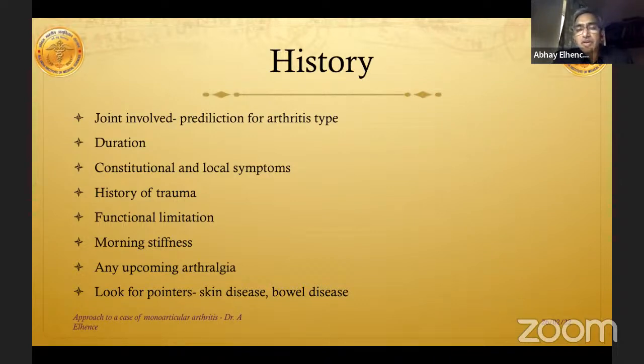So different disorders have a propensity to involve certain kinds of joints. Duration of history and duration of involvement is very important. We have to look at constitutional and local symptoms. A history of trauma is very important. And what is the functional limitation it is causing to our patient? Is there a history of morning stiffness and a possibly evolving arthralgia? And are there certain other pointers to disease, such as skin disease or bowel disease, which we need to understand and look at?